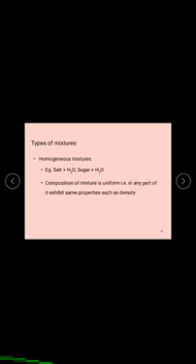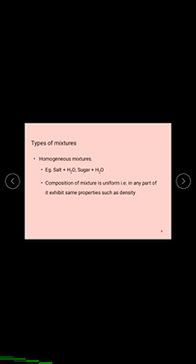This composition of mixture is uniform, that is, any part of that mixture has the same type of properties and also the same type of density. Okay, if the mixture is uniform, having the same kind of physical and chemical properties in any part of that mixture, that is a homogeneous mixture.